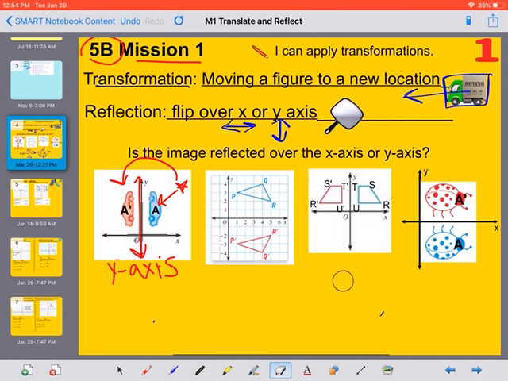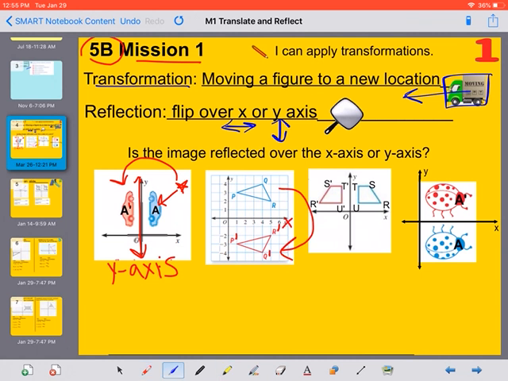The next one, the figure in blue, is our original figure, and the figure in red is our new figure because they have those little tick marks there. That means prime, so it means it's the new or the moved figure. And this one is reflected over the x-axis.